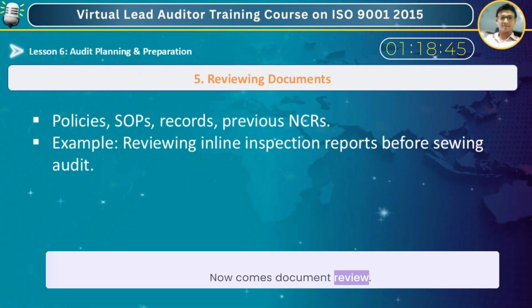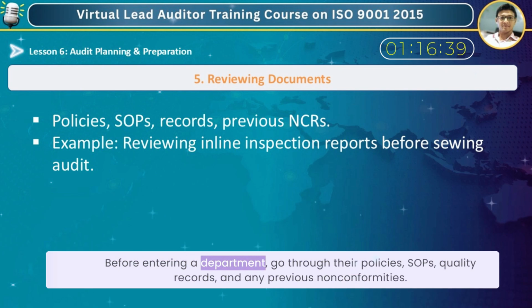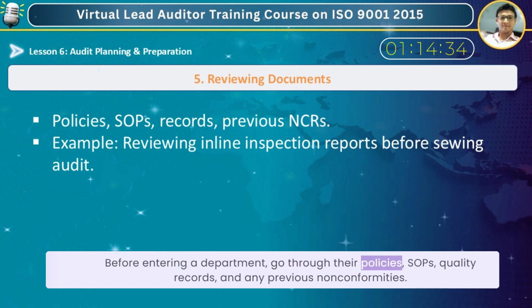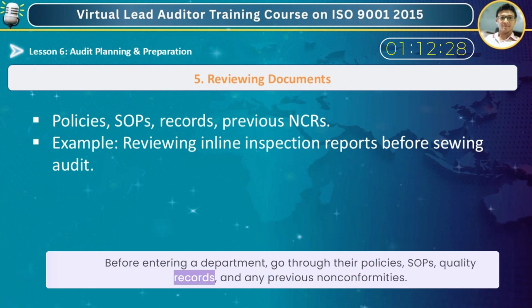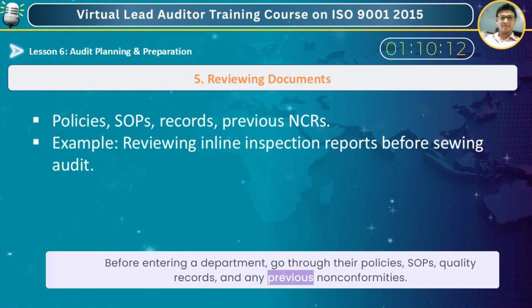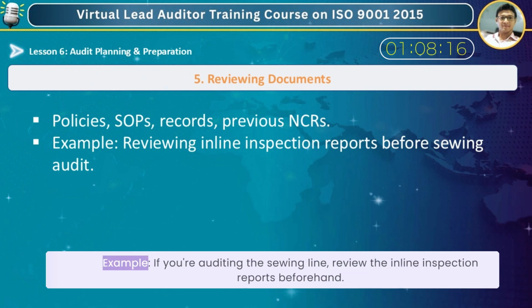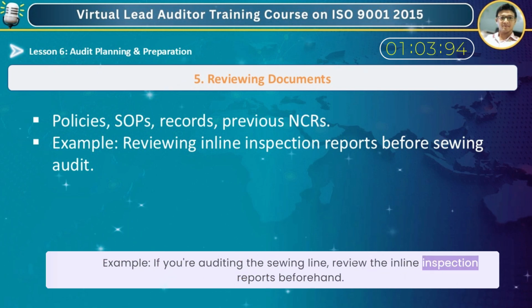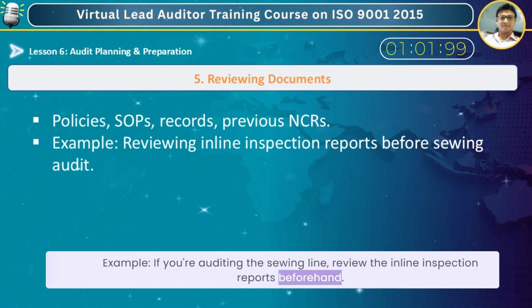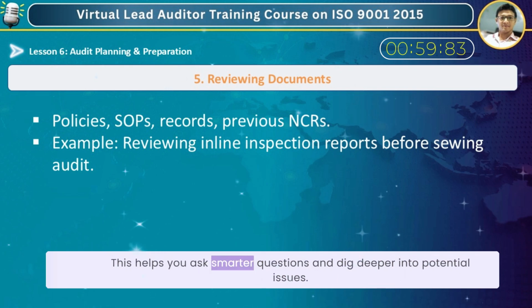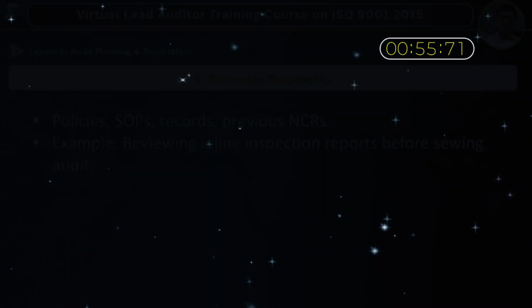Now comes document review. Before entering a department, go through their policies, SOPs, quality records, and any previous non-conformities. Example, if you are auditing the sewing line, review the inline inspection reports beforehand. This helps you ask smarter questions and dig deeper into potential issues.